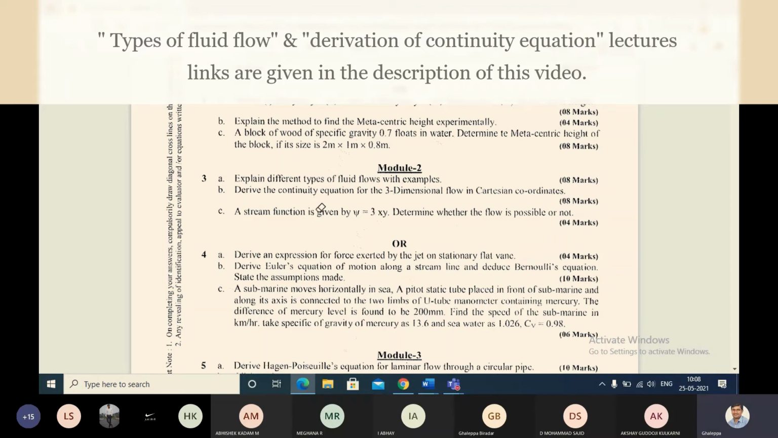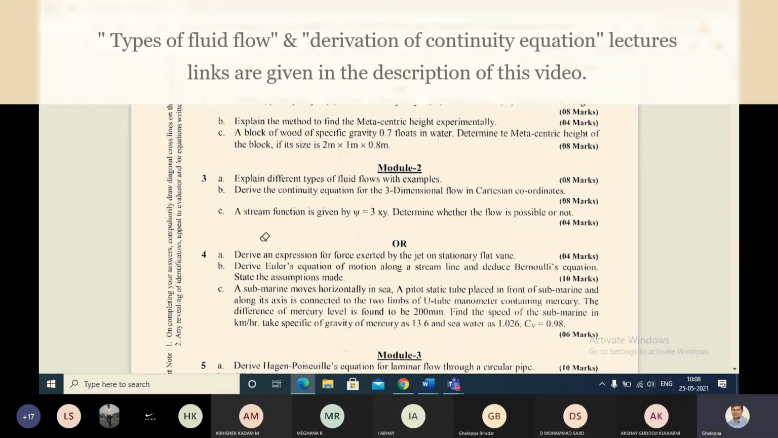The second question, question number 3b: derive the continuity equation for a three-dimensional flow in Cartesian coordinates. It is asked for 8 marks, as it is an important question as well. It is asked many times, and the video lecture on this topic is also sent to you and is available. The link is in the video description box. You click on this link, you can watch the derivation of the continuity equation.